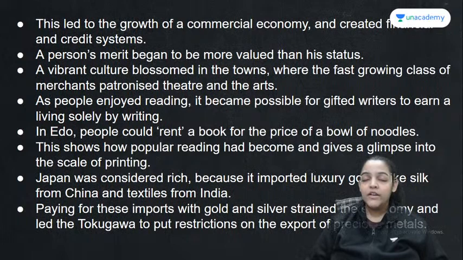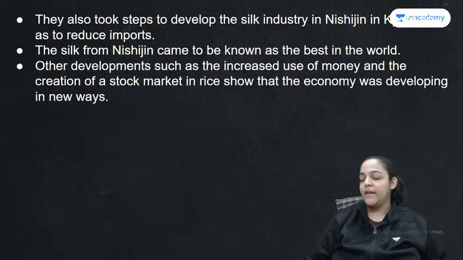The Tokugawa said that unless and until we become a self-sufficient economy, unless we develop whatever we are importing, jo bhi cheez hum import kar rahe hain usko hum khud ke liye na develop kar le, tab tak hum na import karenge, tab tak na hum export karenge, right? So this was the first step in becoming a self-sufficient economy.